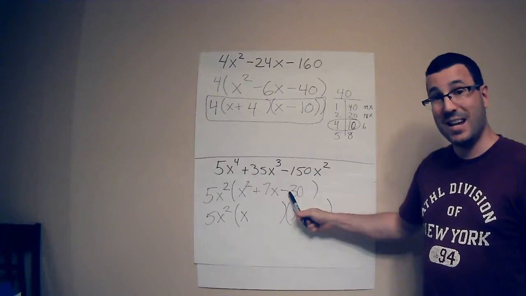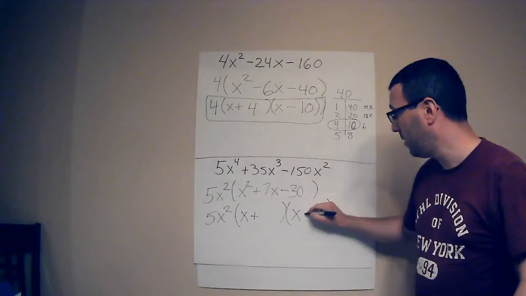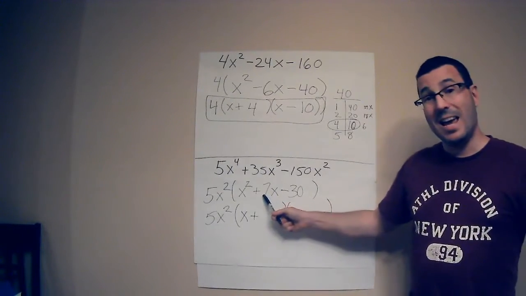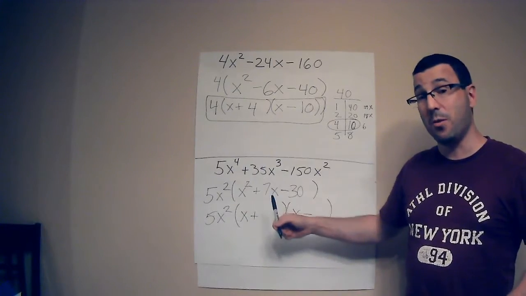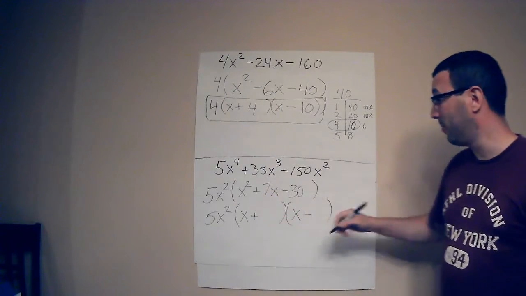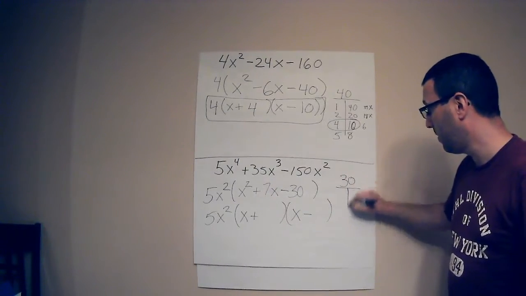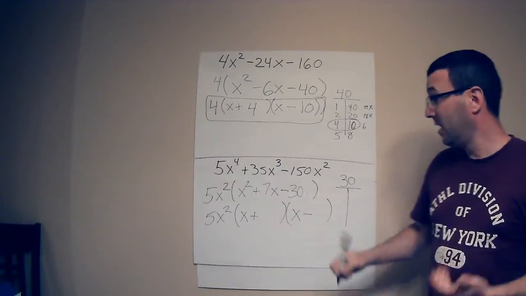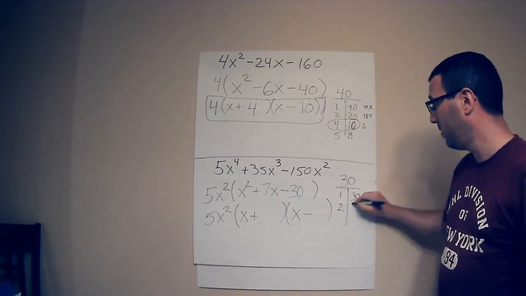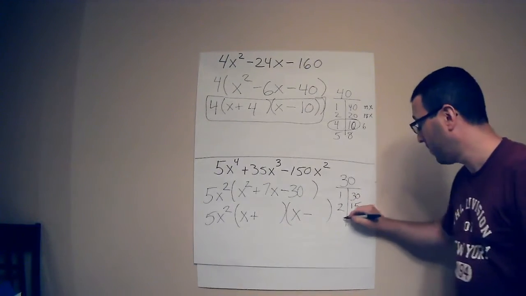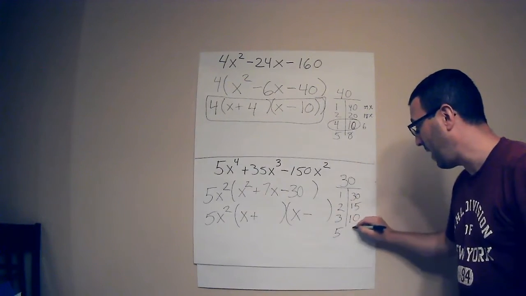The last term is negative, so that means that we have a positive times a negative. So plus, minus, and this shows that the larger number is going to be positive. Okay? So I need the factors of 30 that when I subtract them, give me 7. So we have 1 and 30, 2 and 15, 3 and 10, 5 and 6.